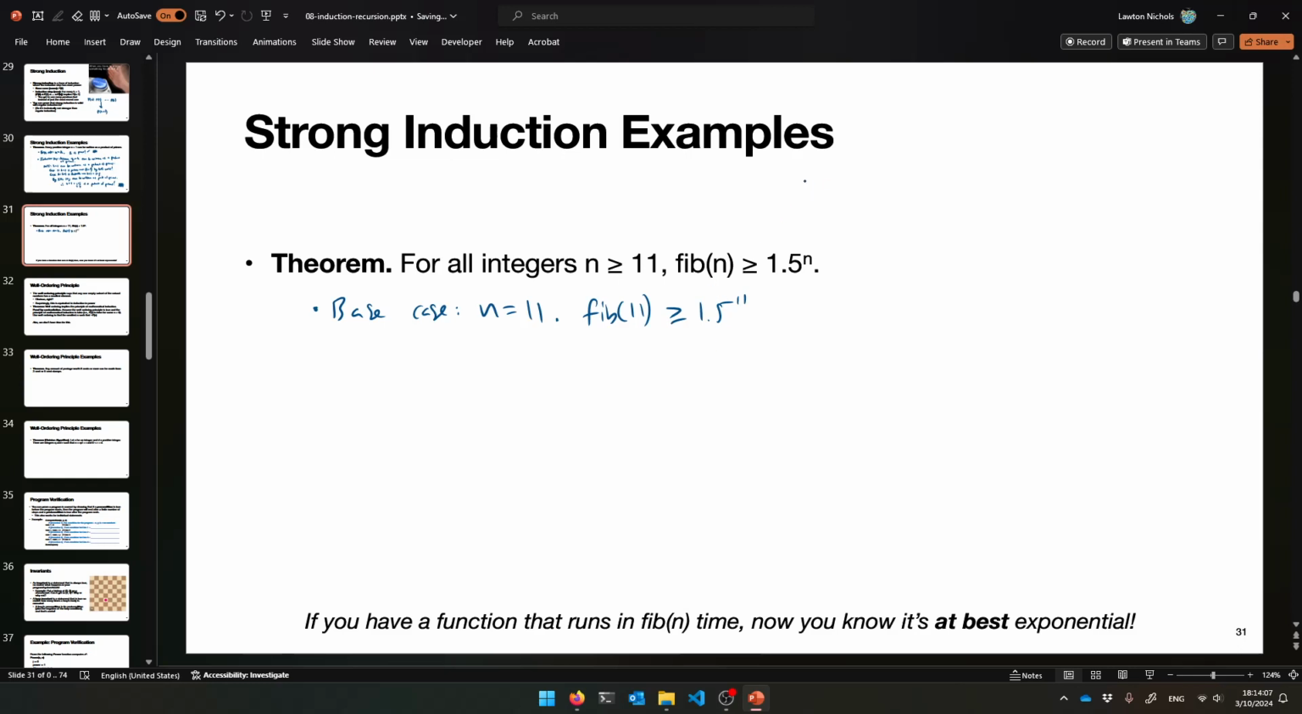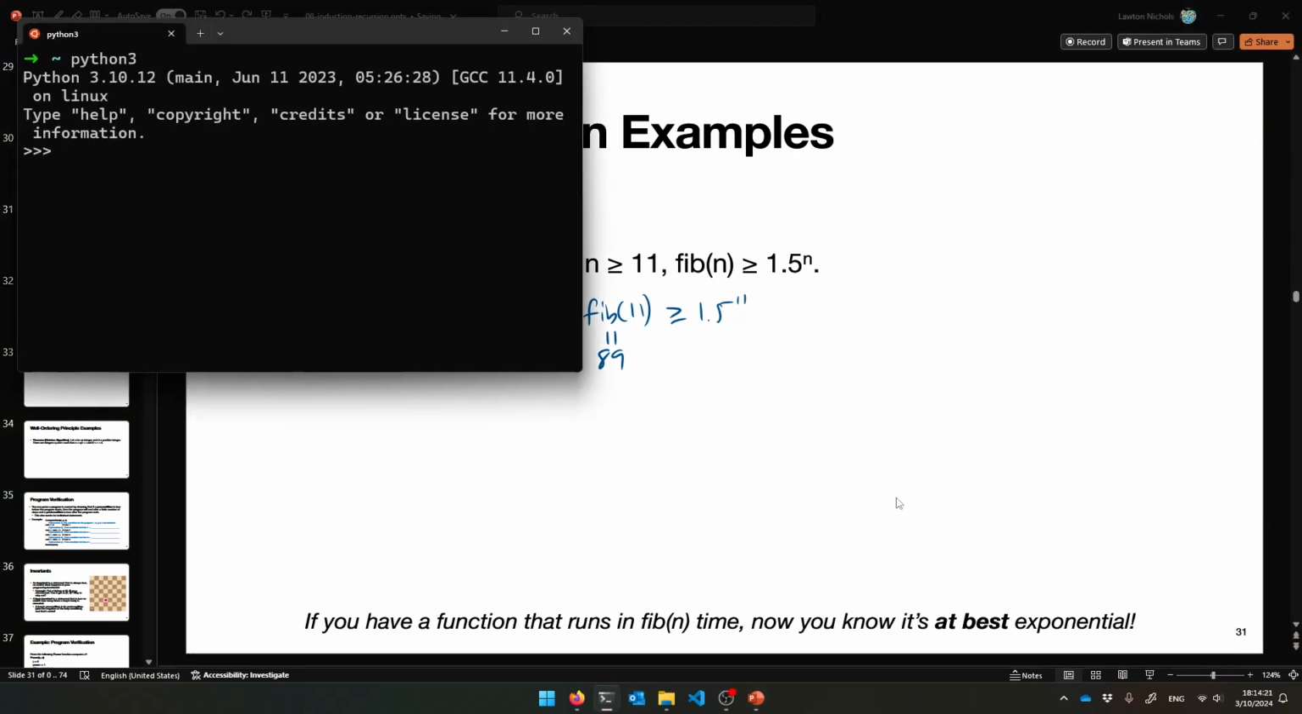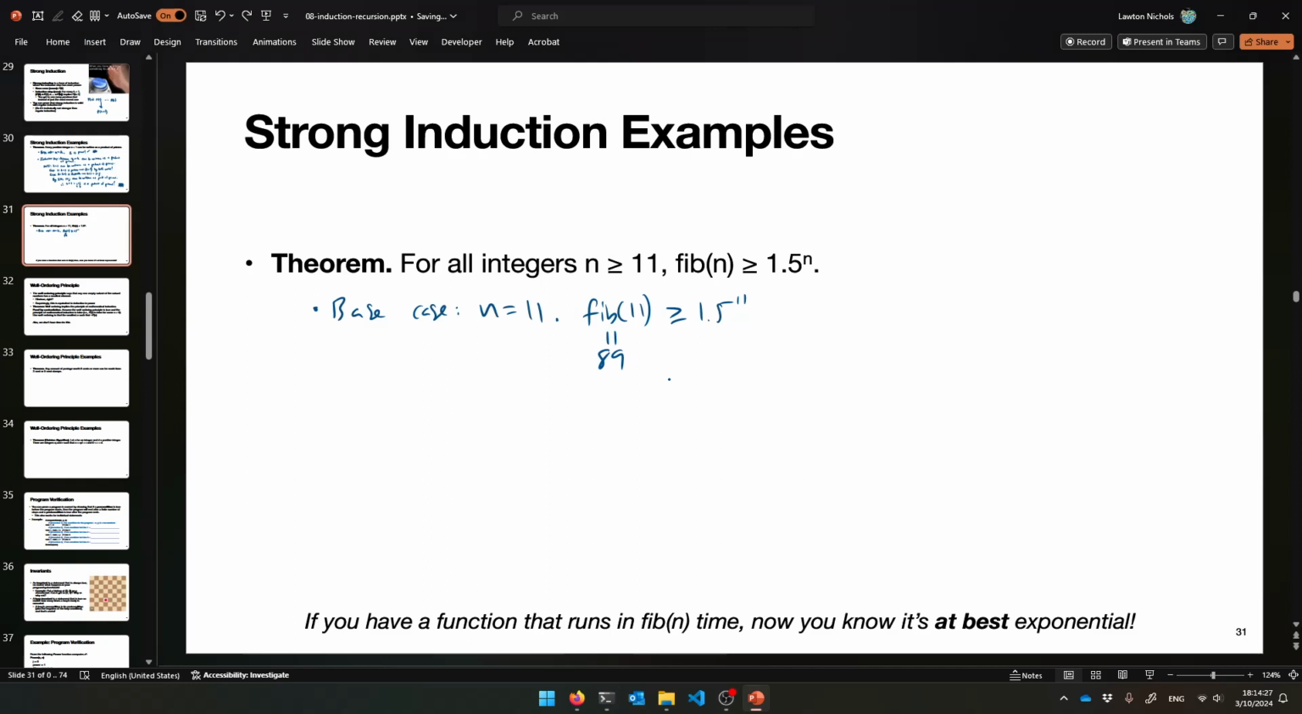And so what is the Fibonacci number? That is the 11th one. I did this ahead of time. It happens to be 89. Right, and then also 1.5 to the 11th power, we can do that together. 1.5 to the 11th power is 86.5-ish. Which is smaller. Perfect. So that checks out for the base case at least.